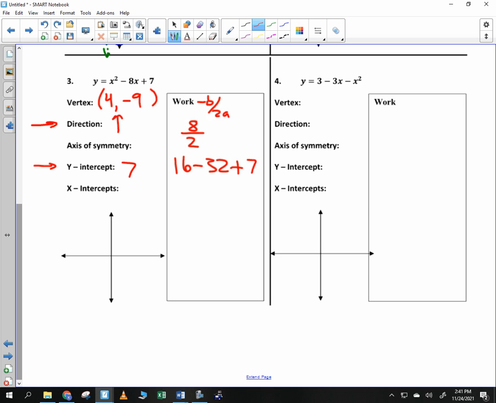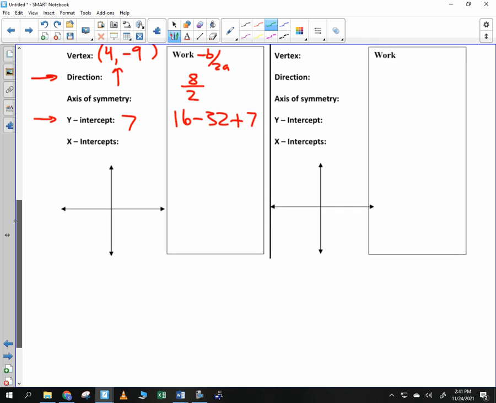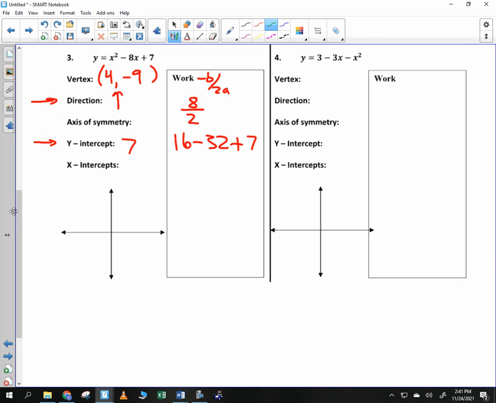So I'm going to plot that. I'm going to make a graph. And I'm going to put tick marks of 2. So I'm going to go 2, 4, 6, 8.